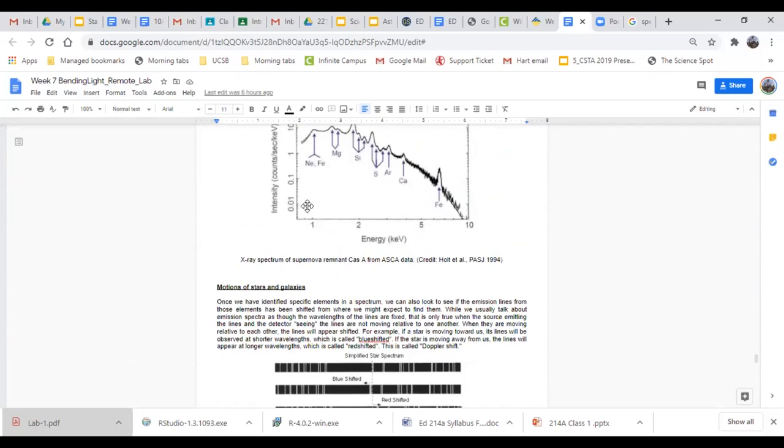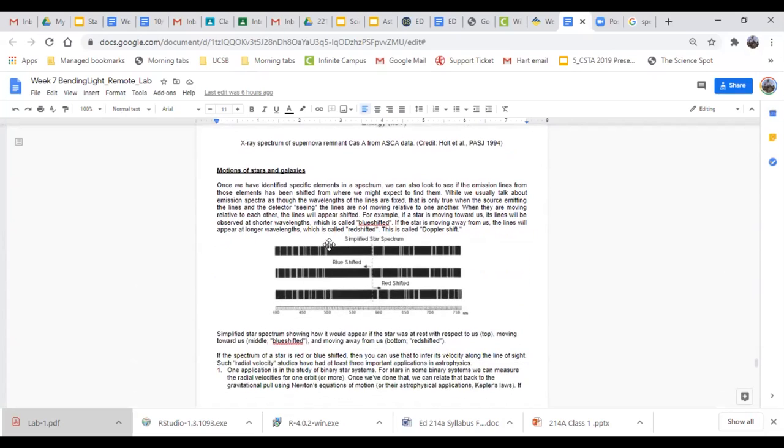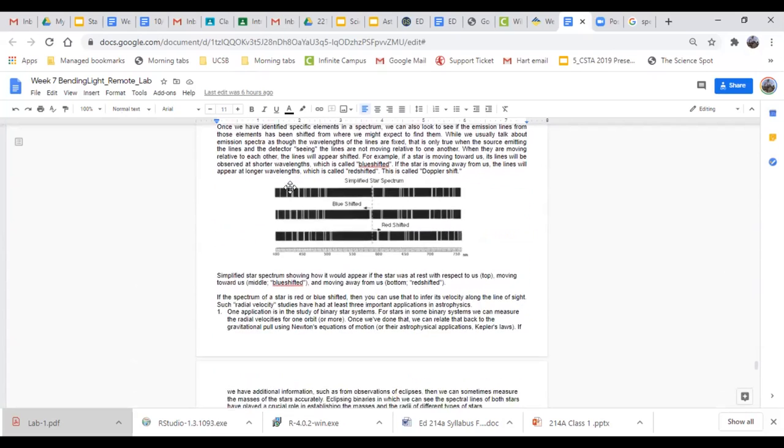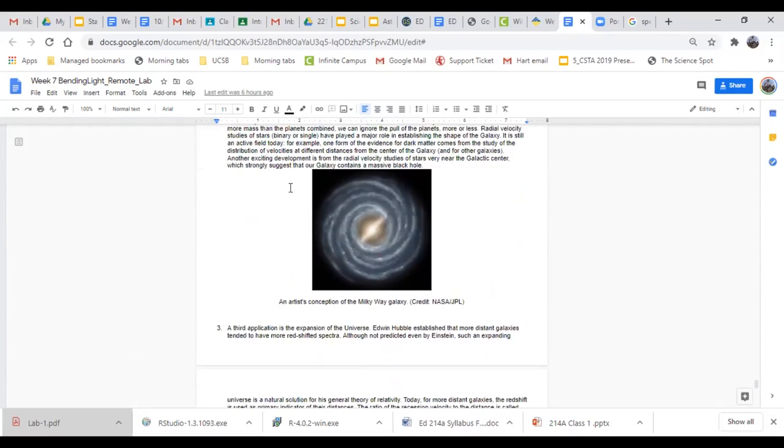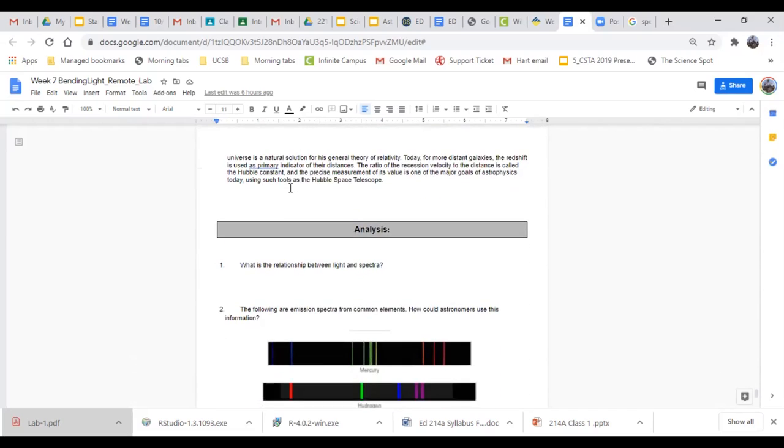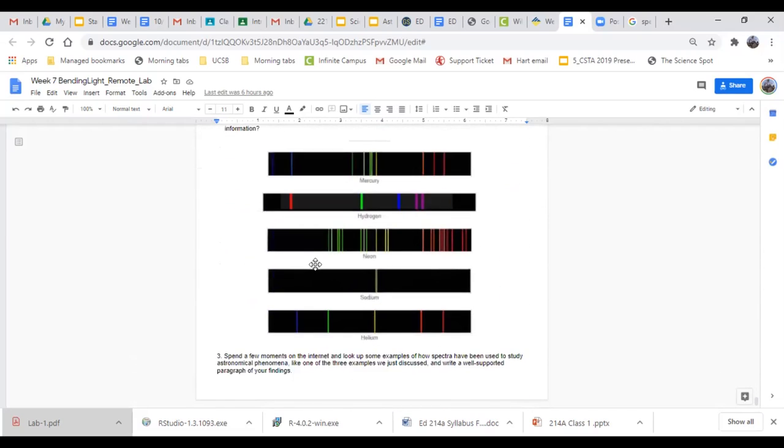So looking at the spectra of a supernova remnant and the implications for some astronomical concepts like motion, binary stars, and the expansion of the universe. And then you have your analysis, which is only 3 questions. But that last one, you will need to spend some time writing up something that is pretty well supported.